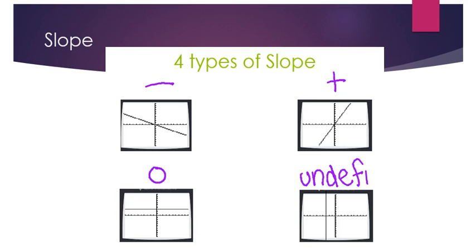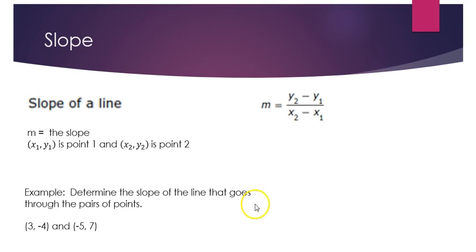It is undefined because all of the x values for that entire line are the same. For this particular one, they're all at -3. And so when you calculate the slope, it would have a denominator of 0, and we know that that's not allowed. And we'll go over that a little bit more right now.